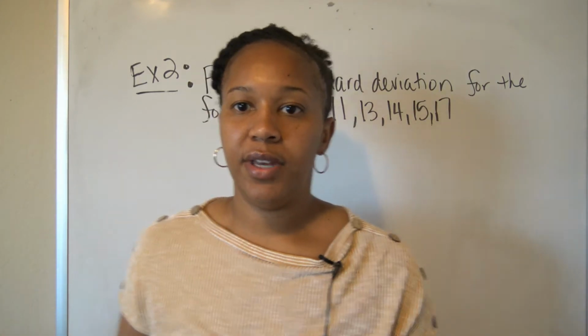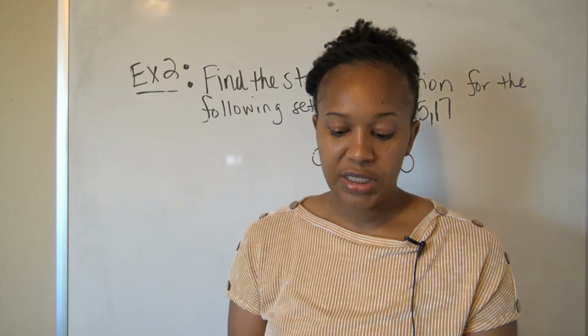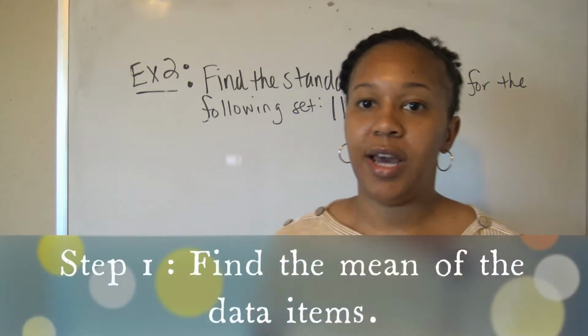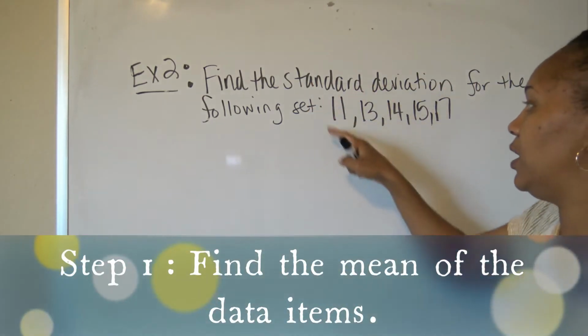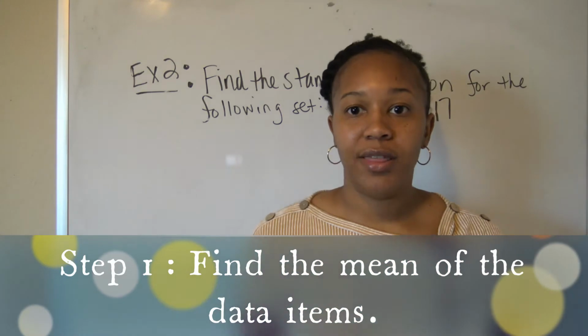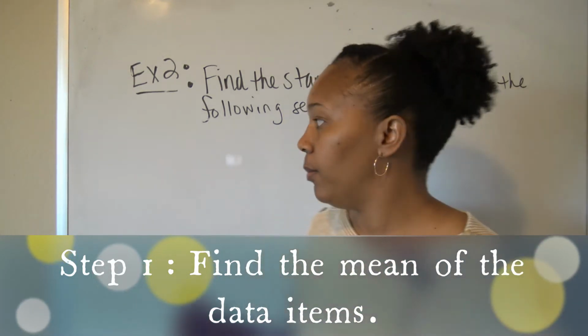The very first step of finding the standard deviation is to find the mean of the data items. So I need to figure out what is the mean of this data set. Remember, to find the mean, you have to add up all of the numbers and divide by the number of numbers.